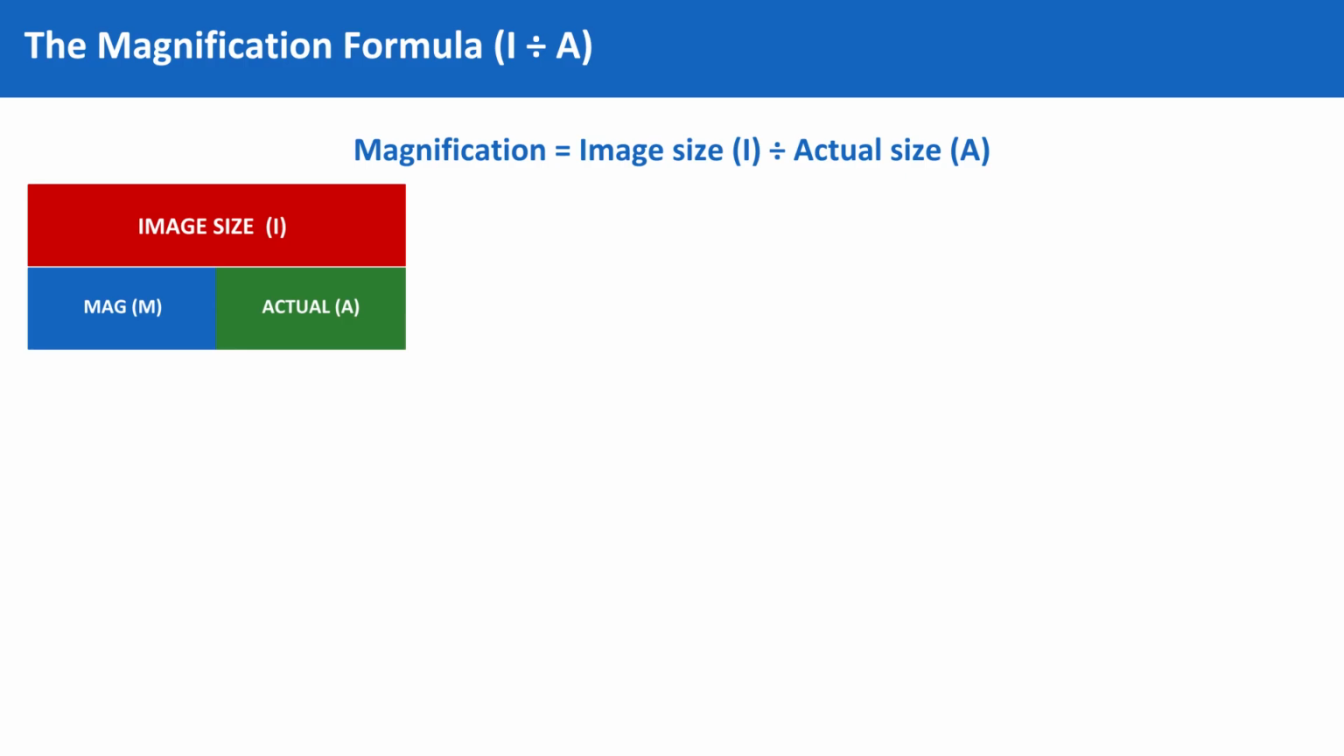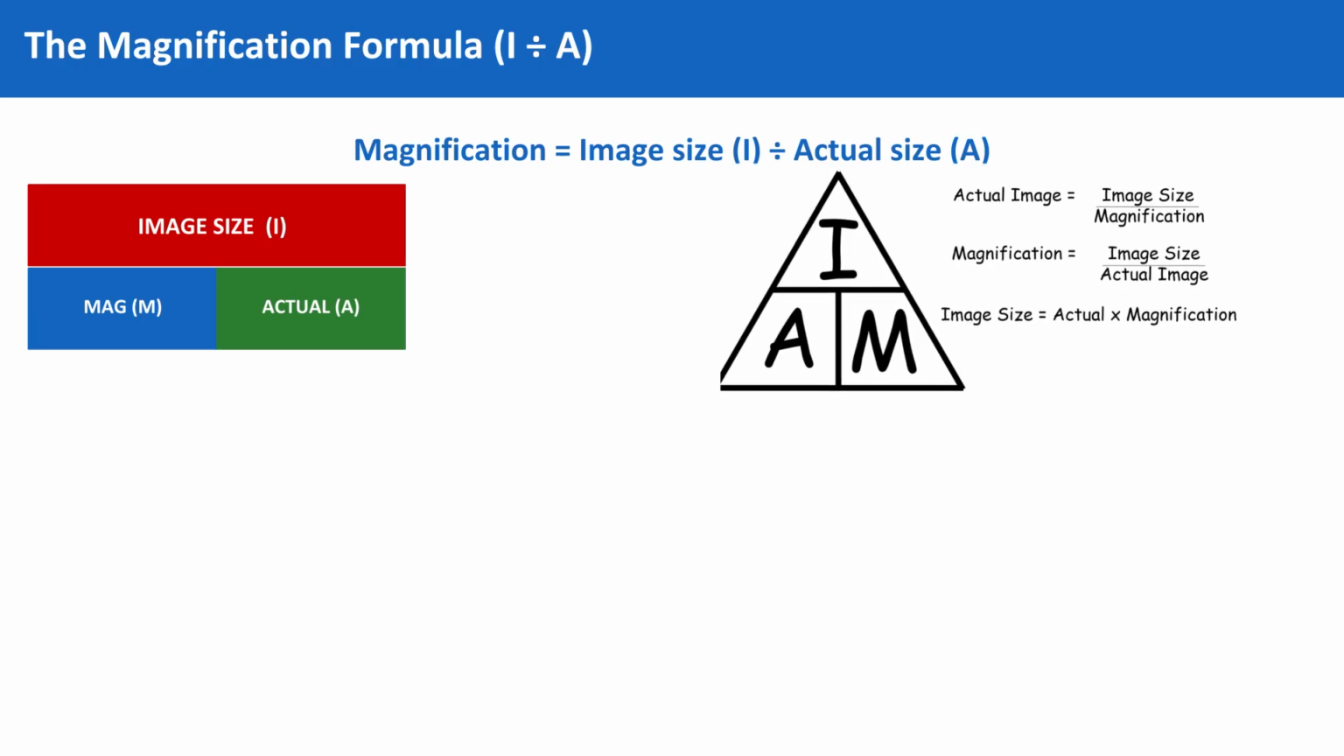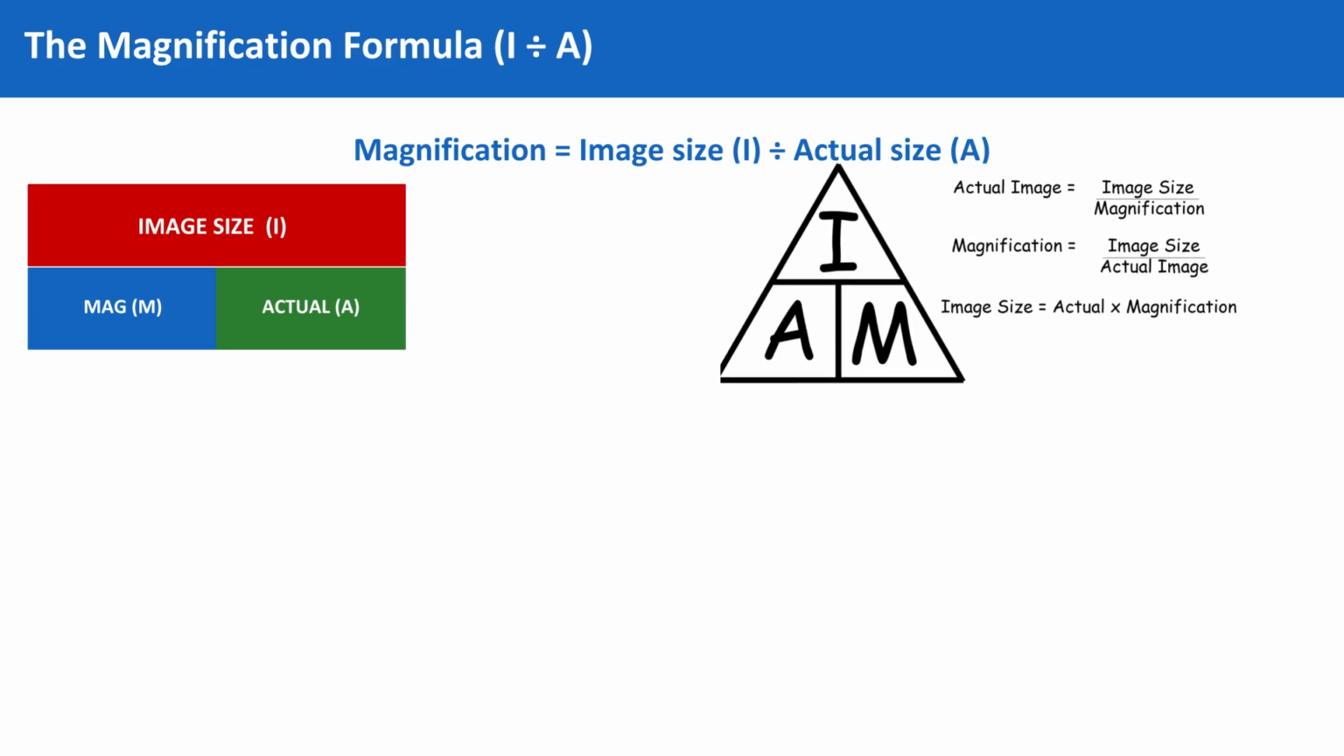Now, let's look at the magnification formula, one of the most tested calculations in this topic. The formula is simply magnification equals image size divided by actual size. A simple way to remember this is the triangle. Image size on the top, magnification and actual size on the bottom. Cover what you want to find, and the formula shows itself.